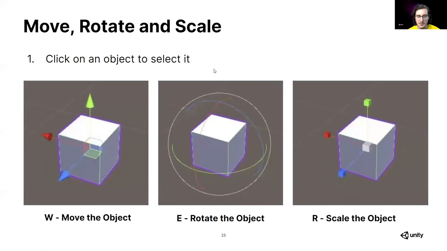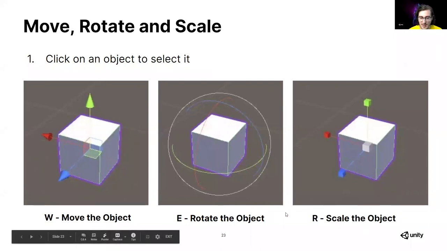Now, the next important part here is how to manipulate our objects. When you click on an object, the three different ways you can manipulate it are to translate or move it, and you can get that gizmo with the W key. The next one is to rotate it, and you can get that gizmo with the E key. And finally, you can scale it, and you can get that with the R key.